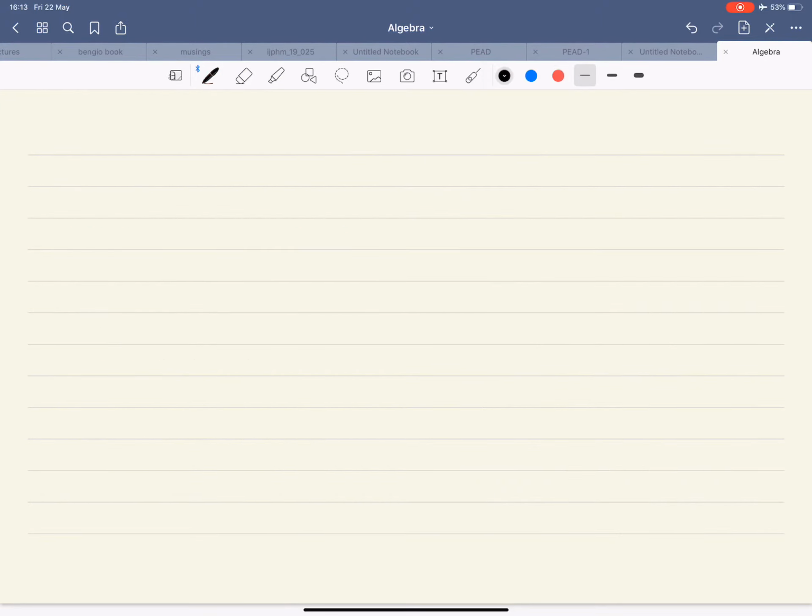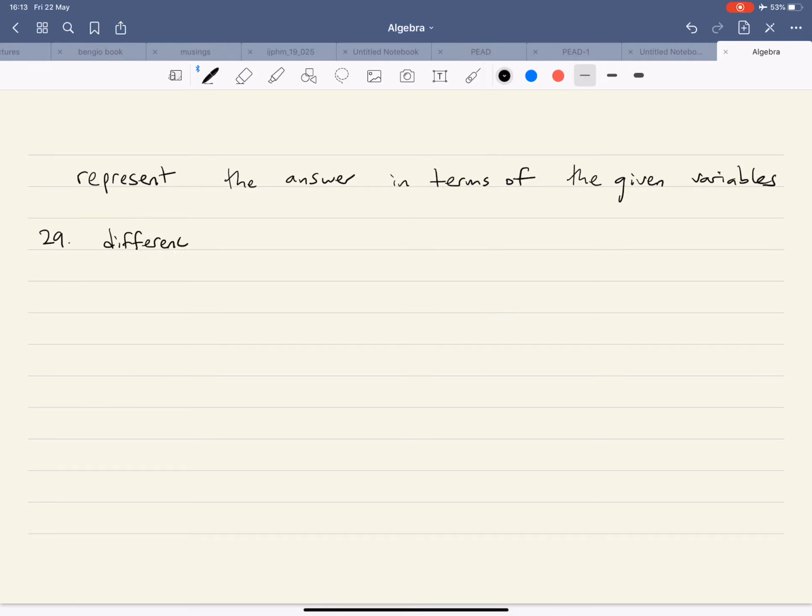Okay, the next thing that we're going to do is represent the answer in terms of the given variables. So we're taking a look at number 29, which says the difference between two numbers is 10.